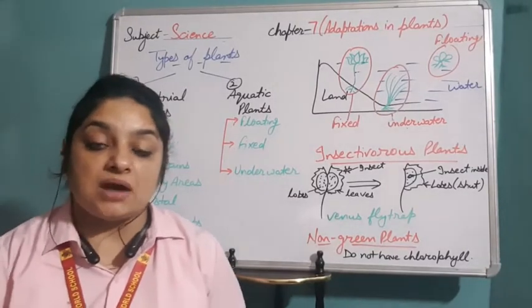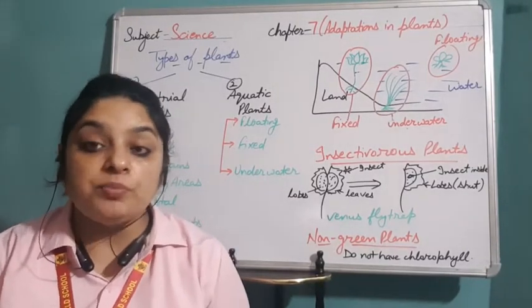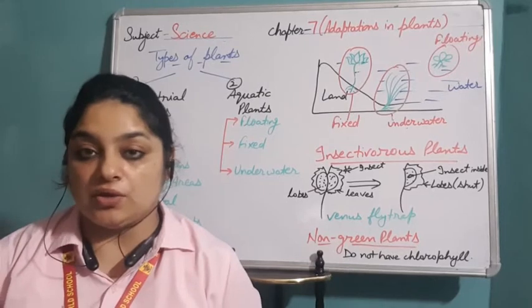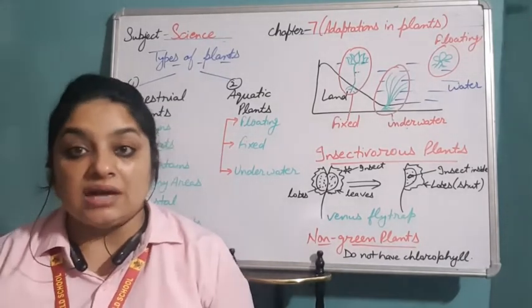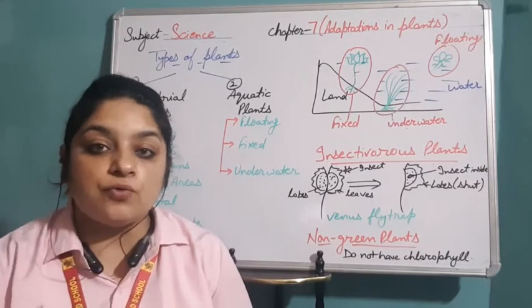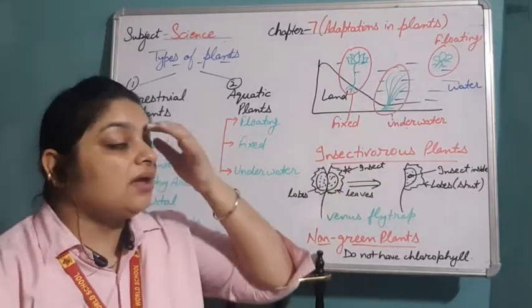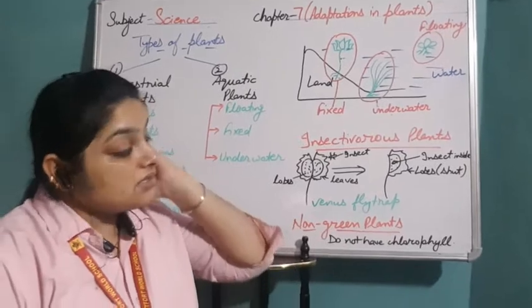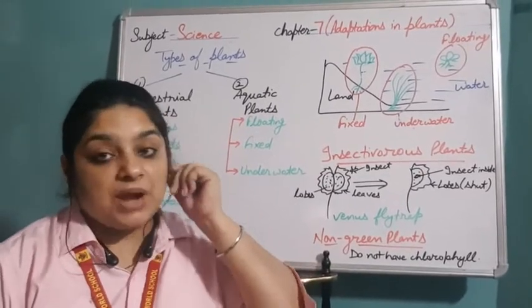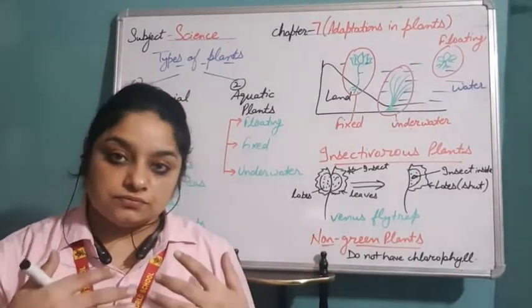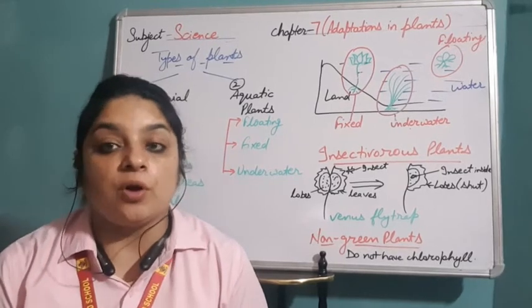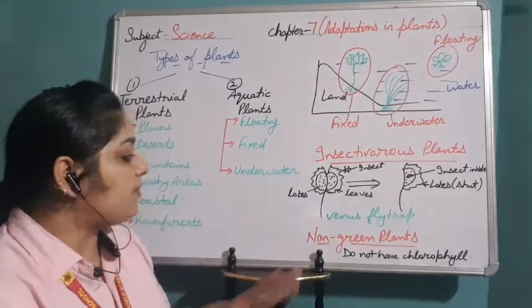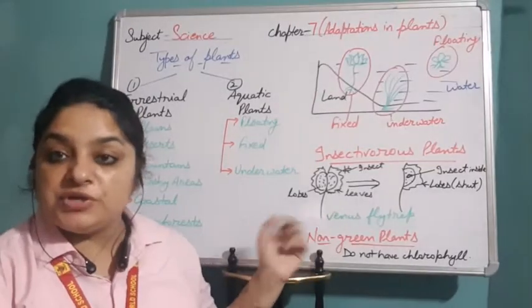Next is insectivorous. Insectivorous plants are the plants which do not prepare their food by their own. For their food, they depend upon something else, that is insects. From the name only, we can recognize that insectivorous plants are the plants which feed on insects, which eat insects, which get their nutrition from the insects. For example, Venus flytrap and pitcher plant.